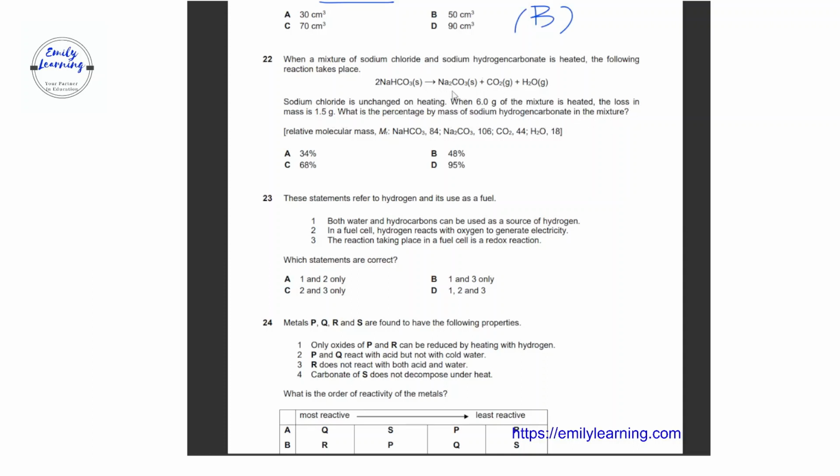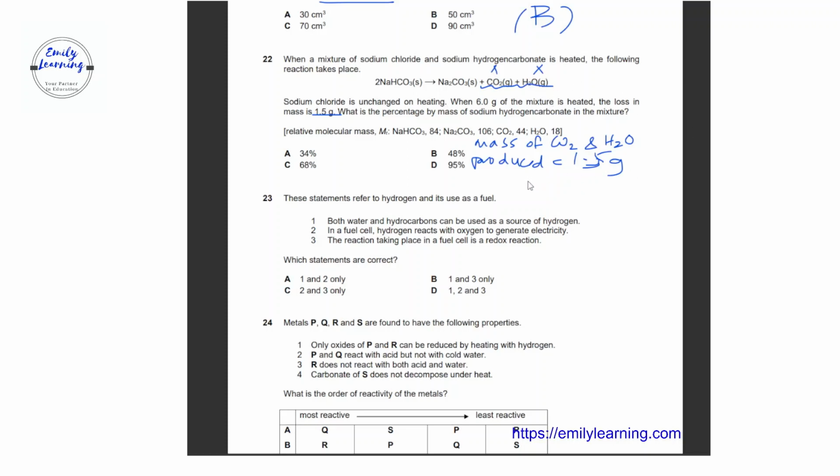Now the loss in mass is 1.5 gram. Why is there a loss in mass? Because the water and the carbon dioxide have been lost. It's given out. So we know that the mass of CO2 and H2O produced is 1.5 grams. I do not know how many moles, but if there's x moles of CO2 produced, there will also be x moles of H2O produced, because the mole ratio from the equation is 1:1.